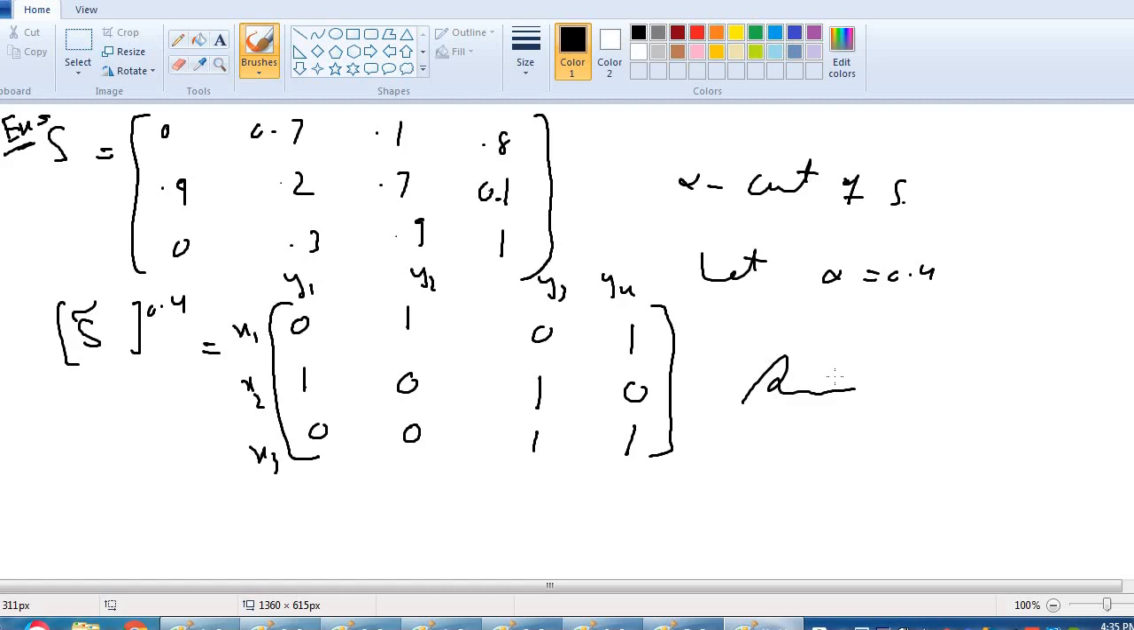Alpha cut can be 0.4, 0.5, 0.8. We can take any alpha cut here. So in this way we will deal with the alpha cut in matrices.